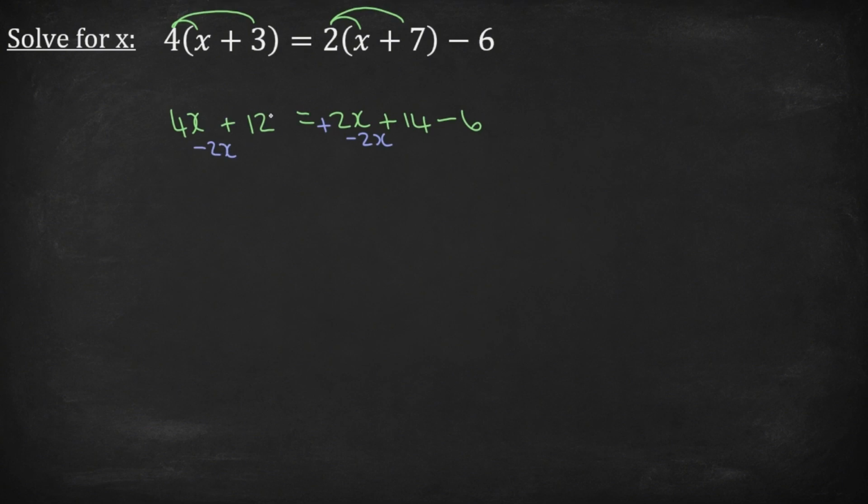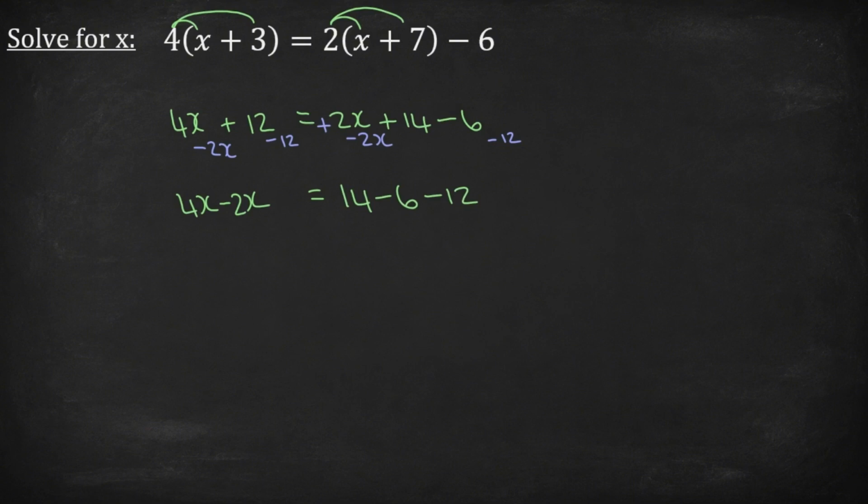And in the left-hand side, I've got this positive 12. And to do the inverse, I have to subtract 12. On the left-hand side, that means I have to subtract 12 on this side as well. So we have 4x minus 2x. Now these two cancel because we've got this plus 12 and we subtract 12, we get 0. Now here on the right hand side, these two cancel. So what are we left with? We've got 14 minus 6 minus 12.